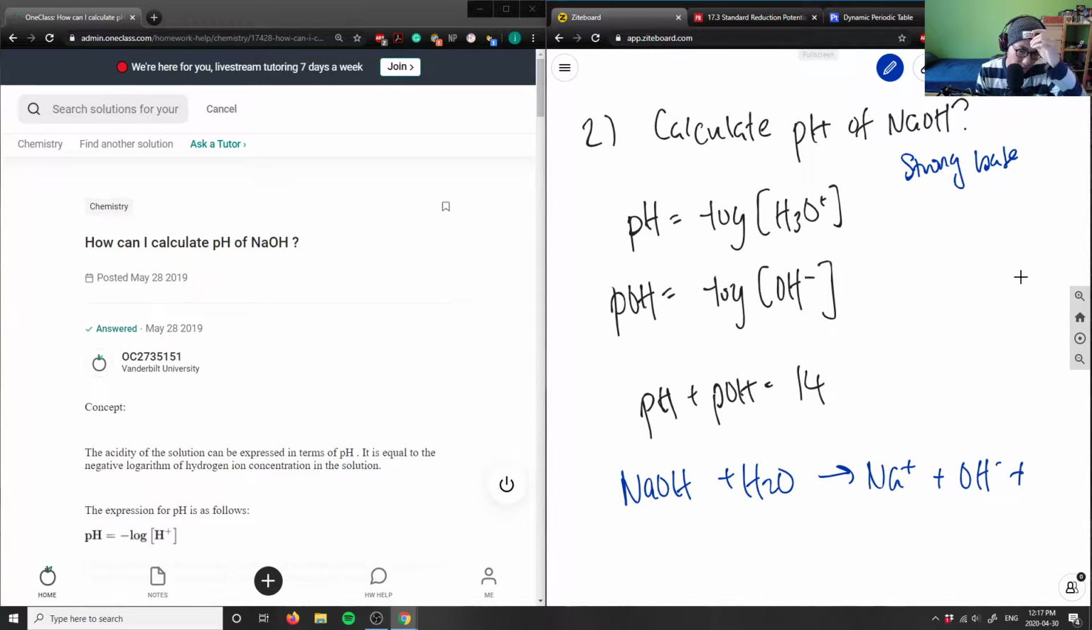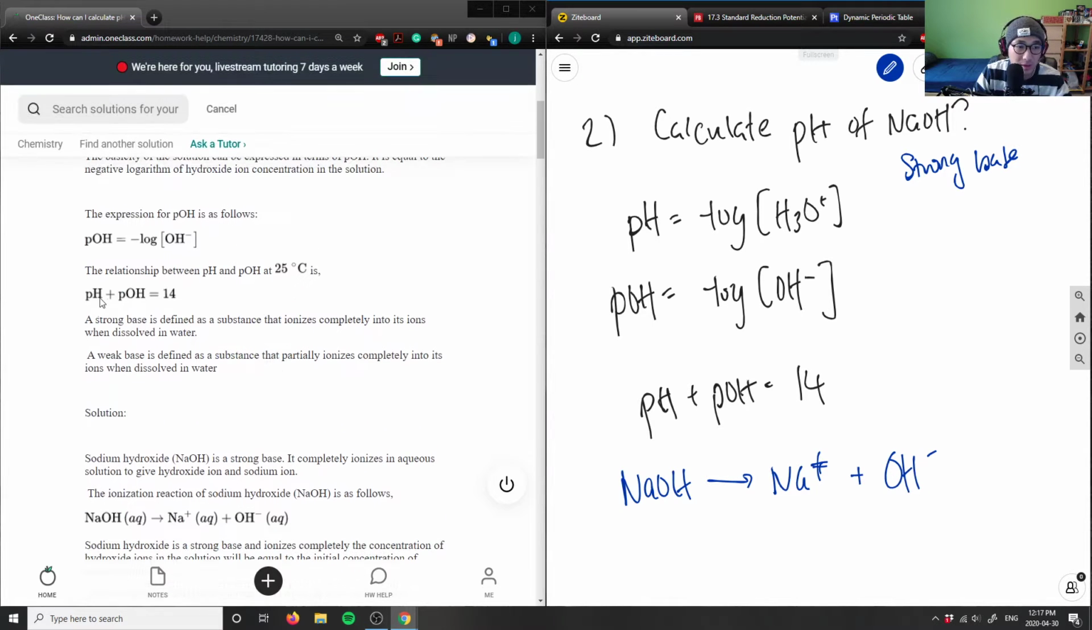You can think of Na plus as just a spectator ion, and it's just going to fully dissociate, right? So you can think of it as NaOH yields Na plus plus OH minus here, and this OH minus is going to affect our pH. So if you have the concentration of OH minus, you can simply plug into this pOH formula and then solve for it using pH plus pOH equals 14.